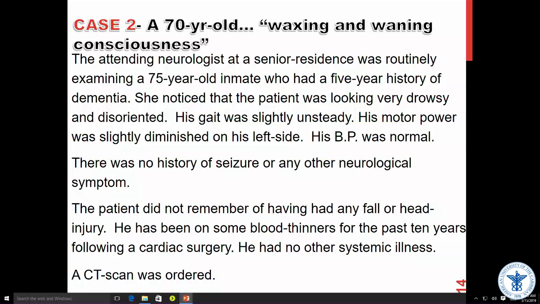So, you'll have patients in the ward. Sometimes they're talking, sometimes they're dull. So, an attending neurologist of a senior residence was routinely examining a 75-year-old inmate who had a 5-year history of dementia. She noticed that the patient was looking very drowsy and disoriented.